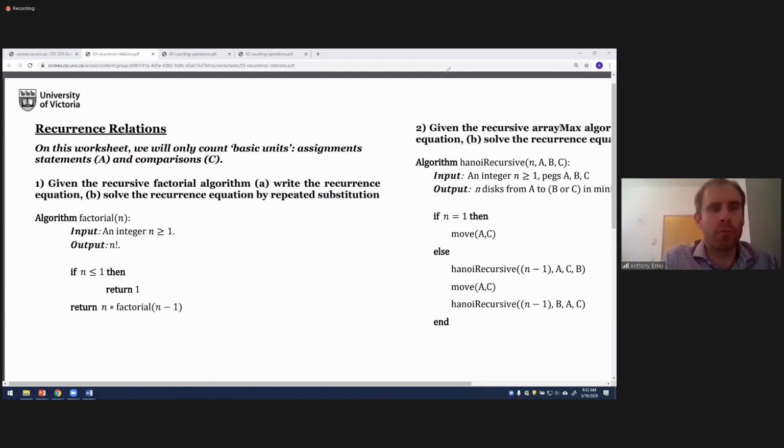Okay, so the first thing we want to do for part A here is, given the recursive factorial algorithm, write the recurrence equation. This isn't something we've seen before, but the recurrence equation is how we're going to start our runtime analysis, where we first need to think about the total number of operations. We've actually got 2 different cases. We need to think about how many there are when n is equal to 1, and how many when n is 2 or greater. When it's equal to 1, we've got this comparison and then a return. So when n is equal to 1, it's just going to be 2.